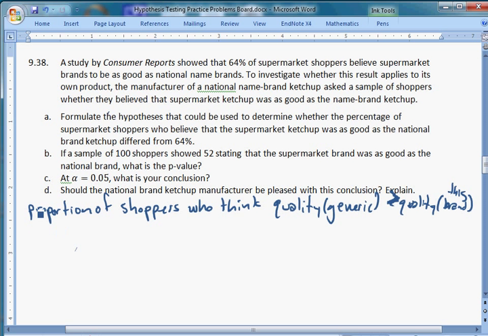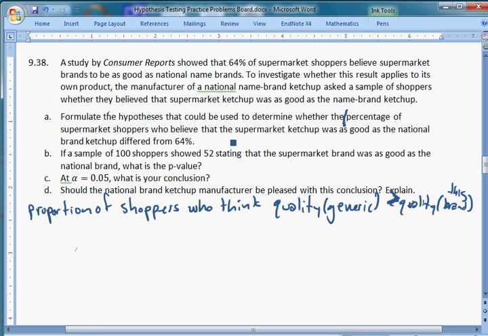Okay, here I am. I'm going to use my 5-step approach. It'll hit all the points, but it's an orderly way to think about this. And we'll go as we go along. Part A: formulate the hypotheses that could be used to determine whether the percentage of supermarket shoppers who believe that the supermarket ketchup was as good as the national brand ketchup.